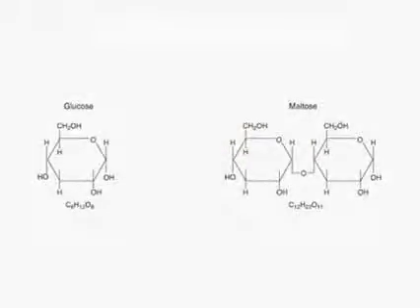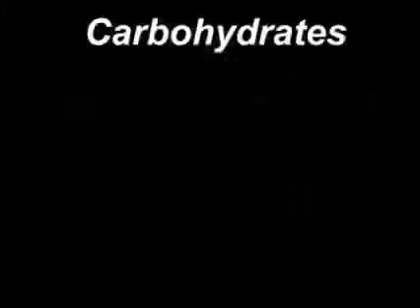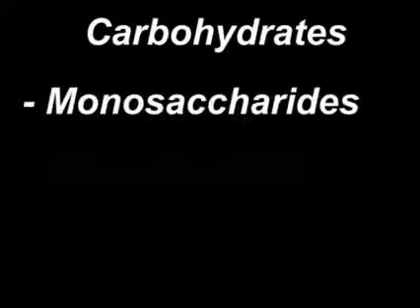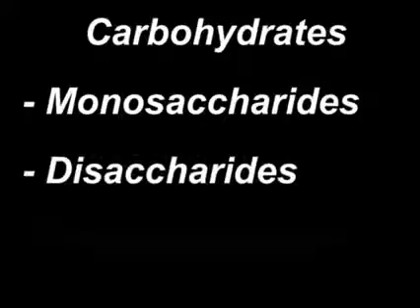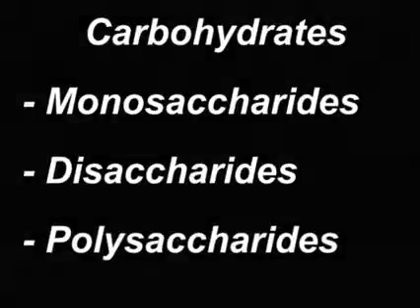Carbohydrates are the most abundant biomolecules on Earth and the chief source of energy in our diet. Carbohydrates are divided into the following three major classes, depending upon their size: monosaccharides, simple sugars consisting of a single sugar molecule; disaccharides, consisting of two monosaccharide units; polysaccharides, chains of multiple monosaccharide units.